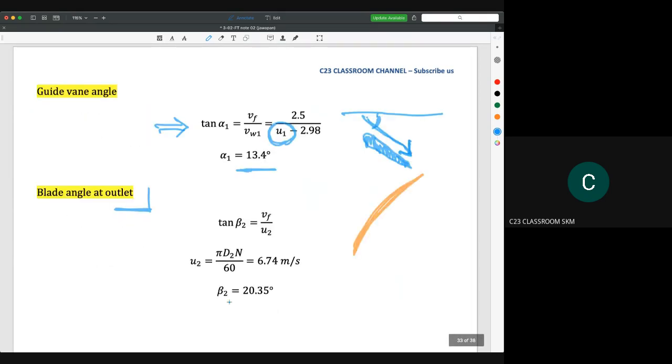From the velocity triangle, we could draw that tan beta 2 is Vf over U2. Then we could calculate the value of U2 here by using this equation. And finally, we could calculate the value of beta 2, which is equal to 20.35 degrees.